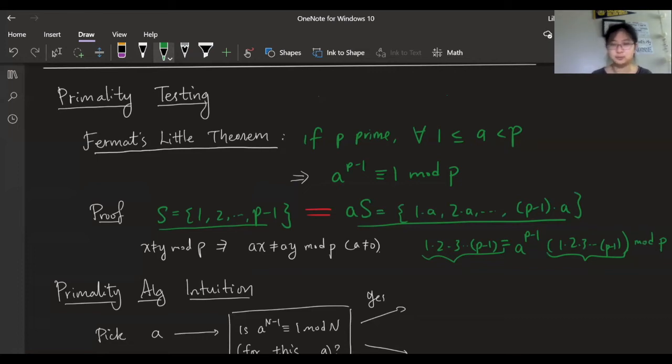And of course, when we're working over a prime field, if we're multiplying non-zero numbers, then we're not going to get 0. So this is going to cancel out, and all we're left with is a to the p minus 1 is equal to 1 mod p. And we're done. Okay, so this is Fermat's little theorem.